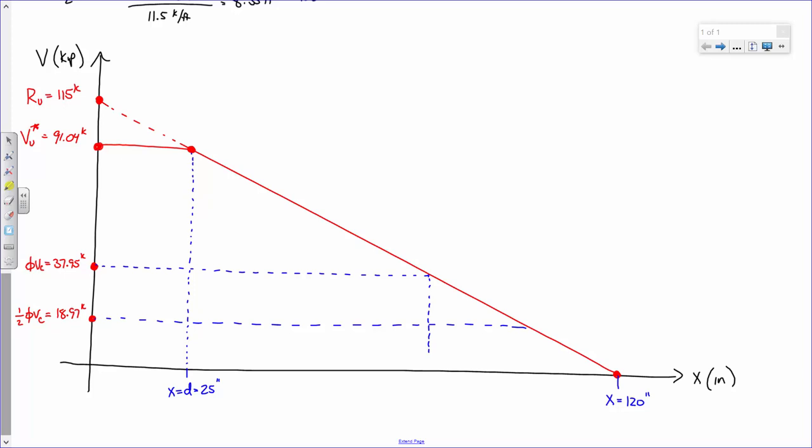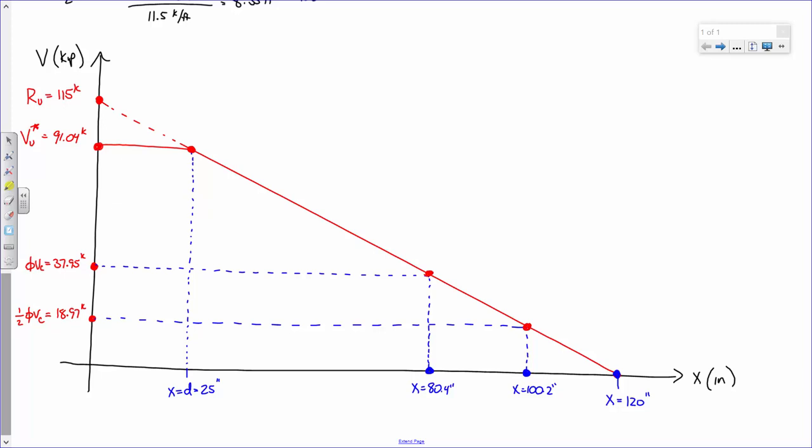Say it again. And this point right here. Everybody with me? This is what I mean when I say construct the shear diagram.